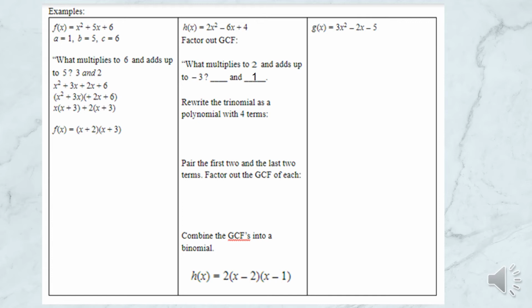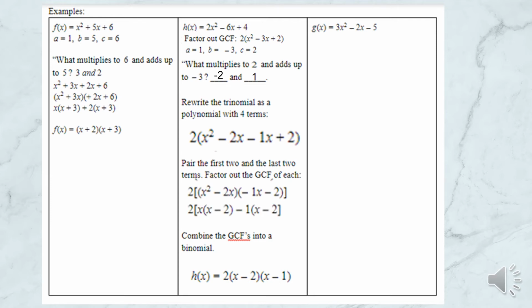In the middle example, we do know that my GCF is 2. When I factor it out, I get a new a value, b value, and c value. My question is what multiplies to 2 and adds to negative 3. Those answers were negative 2 and negative 1. We rewrite the trinomial as a polynomial with 4 terms by breaking that middle term into 2 corresponding terms. So we have 2 times x squared minus 2x minus 1x plus 2.